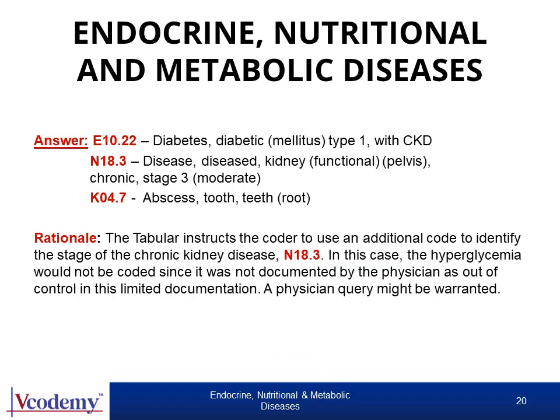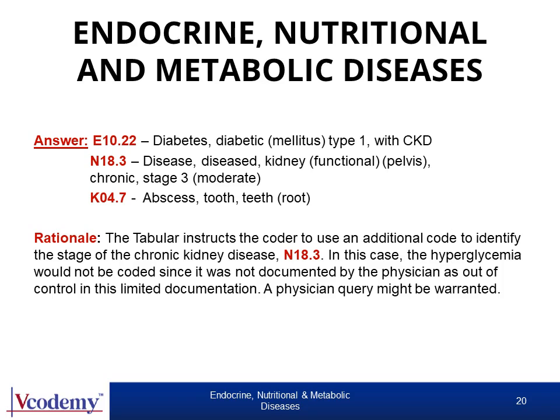So this is the sequence. E10.22, diabetes mellitus type 1 with CKD. That is a combination code because two diseases are covered in the single code. Next code will be N18.3, which is the CKD stage 3, K04.7 abscess teeth, which is the root. So this is the reason for the elevation in the blood sugar.